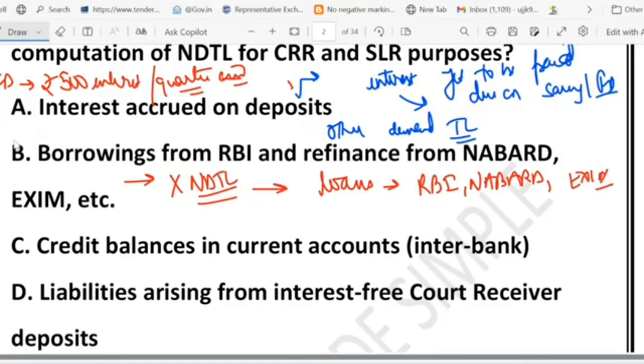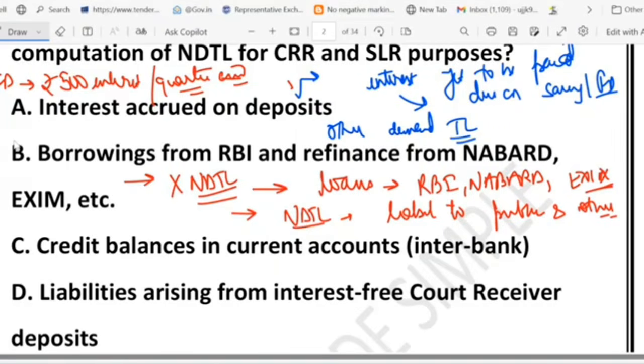But remember, NDTL includes liability to the public and other banks. Try to understand what I'm telling you: this particular NDTL includes liability to the public and other banks, not from institutions like RBI. Loans from RBI, NABARD, Exim Bank are not included in NDTL. NDTL basically includes liability to the public and other banks. So this is excluded.